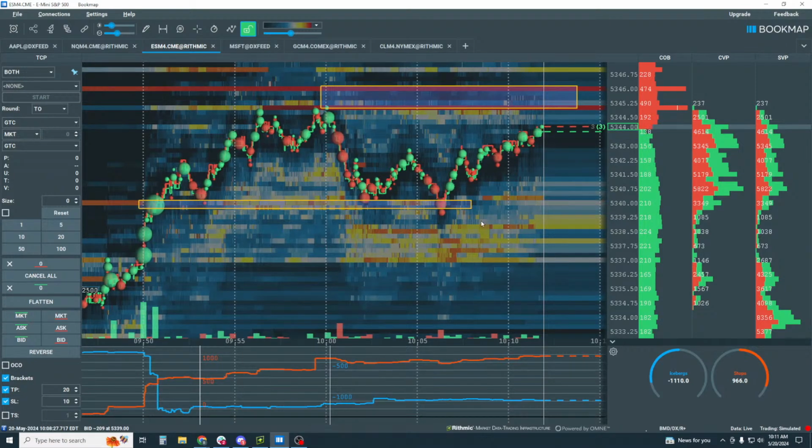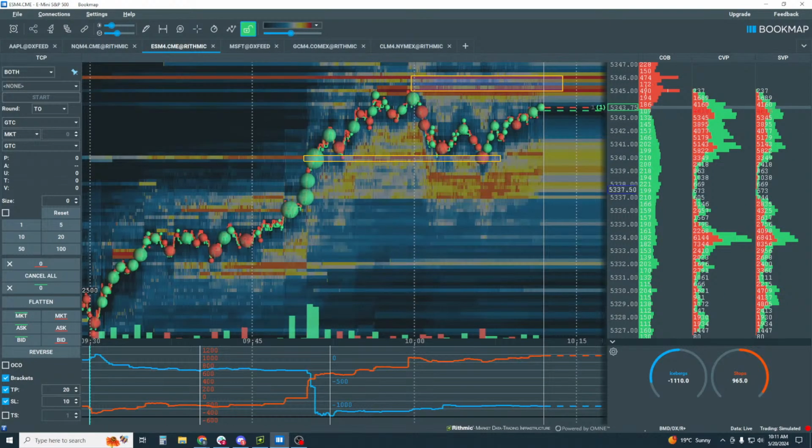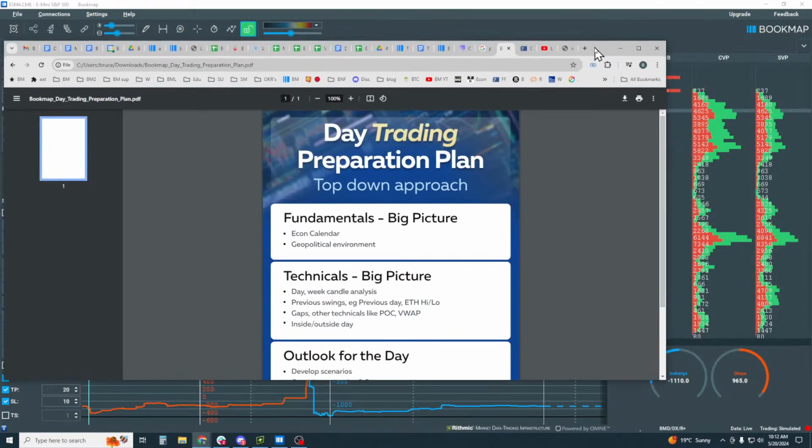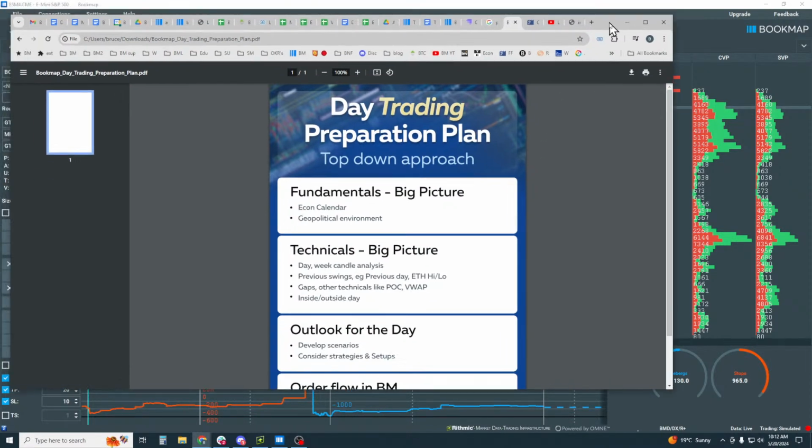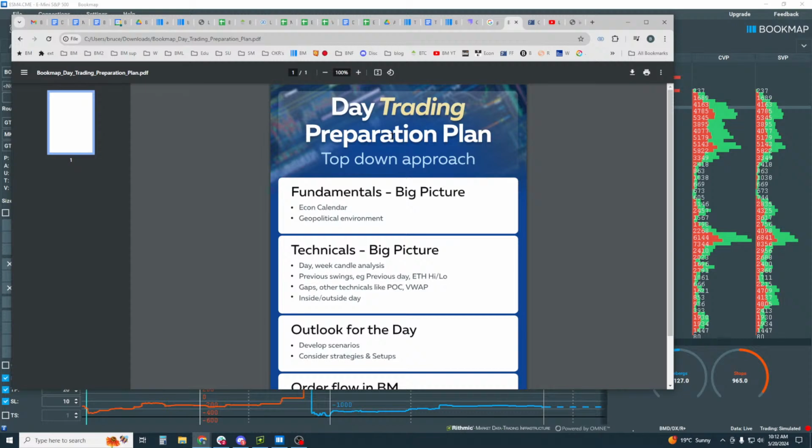But let's take a step back and go over our bigger picture. We're going to go through this rather quickly; I don't want to belabor it too much. Our PDF here, over in the room on Discord, is a very, very simple day trading preparation plan. It's a framework for you guys if you're interested. I've mentioned it and gone over it many times over the years, just trying to boil it down and keep it simple.